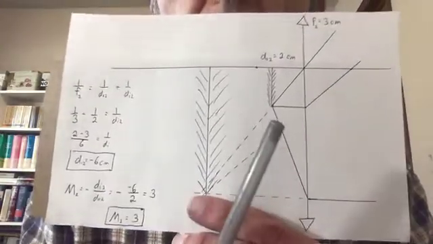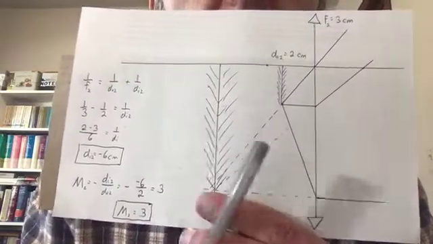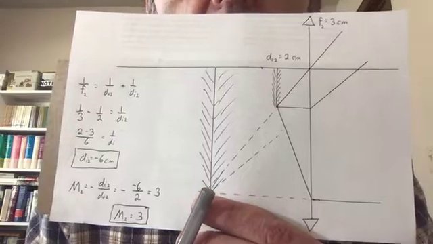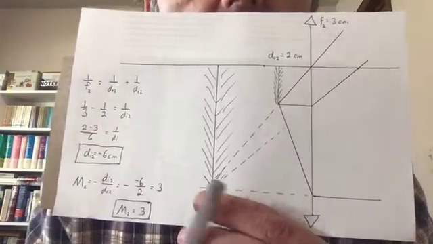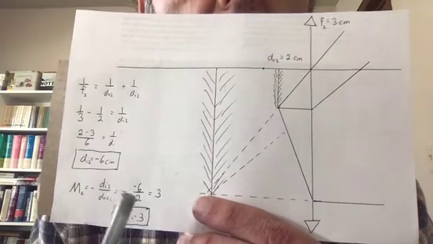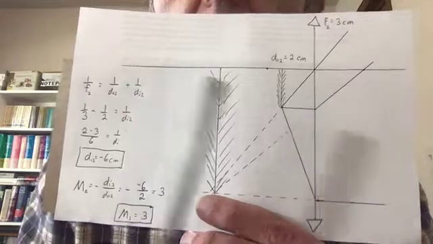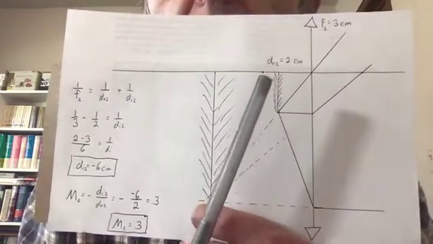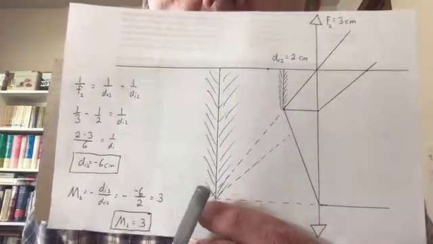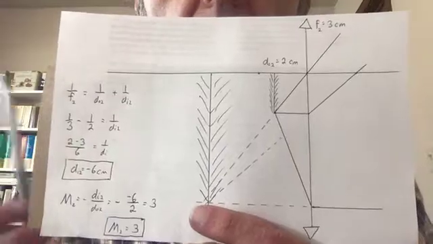So the final image, image 2, is 6 centimeters from the eyepiece. It's negative, it's virtual, it's inverted, and it is magnified. The magnification is minus 6 over 2, or in other words, 3. They were both inverted, so the magnification is positive because one's inverted, the other one's inverted, so it doesn't flip. So you have a magnification 2 of 3.